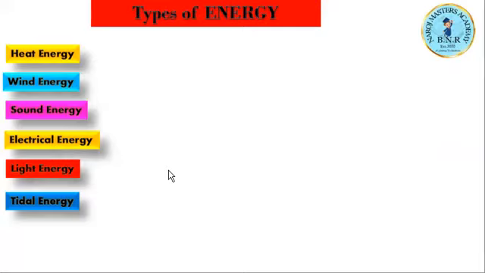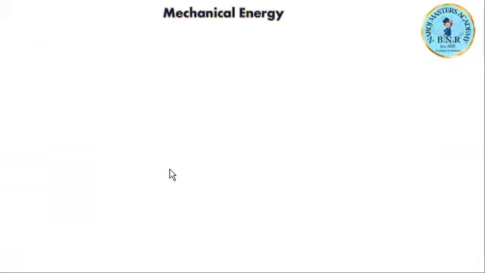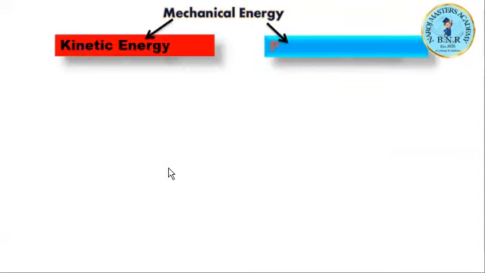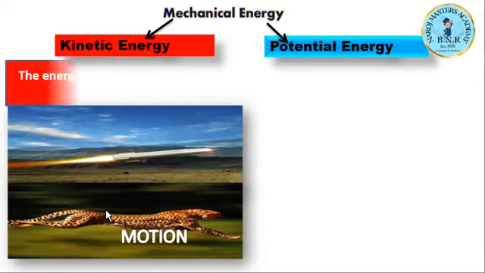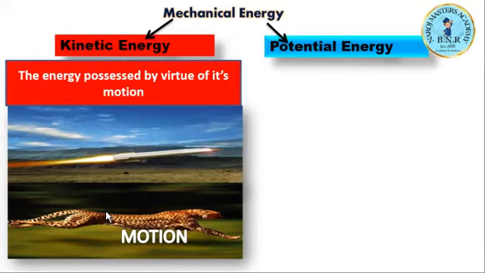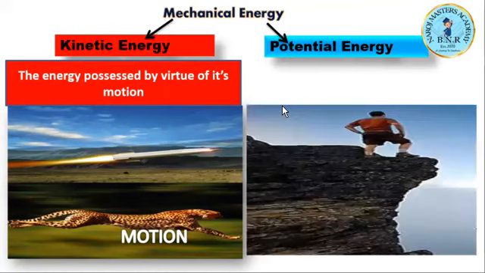Okay, very good. Mechanical energy. What are these two mechanical energies? First one is kinetic energy and another is potential energy. What is kinetic energy? You can see the cheetah in motion now. The energy possessed by virtue of its motion. When a body is in motion, the energy which is possessed by this moving body is kinetic energy.